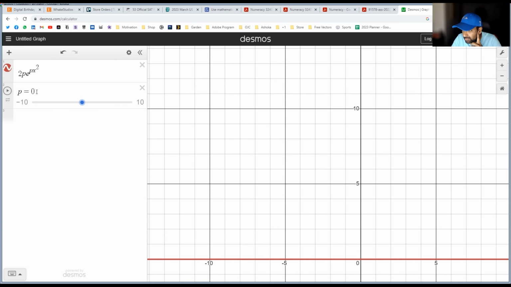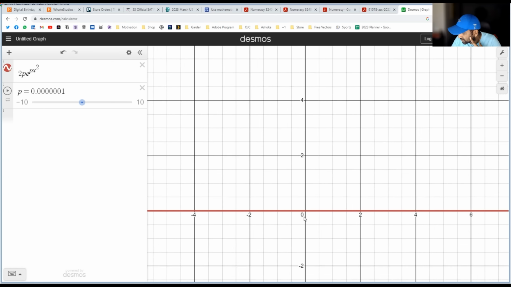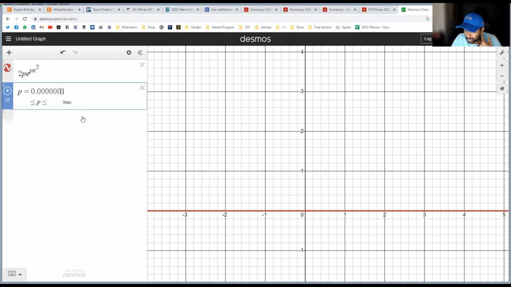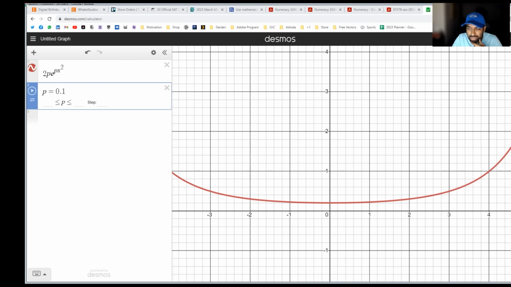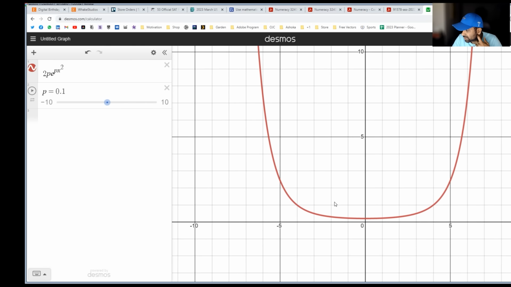Unless p equals 0, of course. But even if I go 0.00001, theoretically that should not be equal to 0. And if I zoom in quite a bit, it would work out. But you see what I'm trying to do there. So if p is a positive number, that graph is never going to touch y equals 0. That just proves that equation 1 can't equal 0.